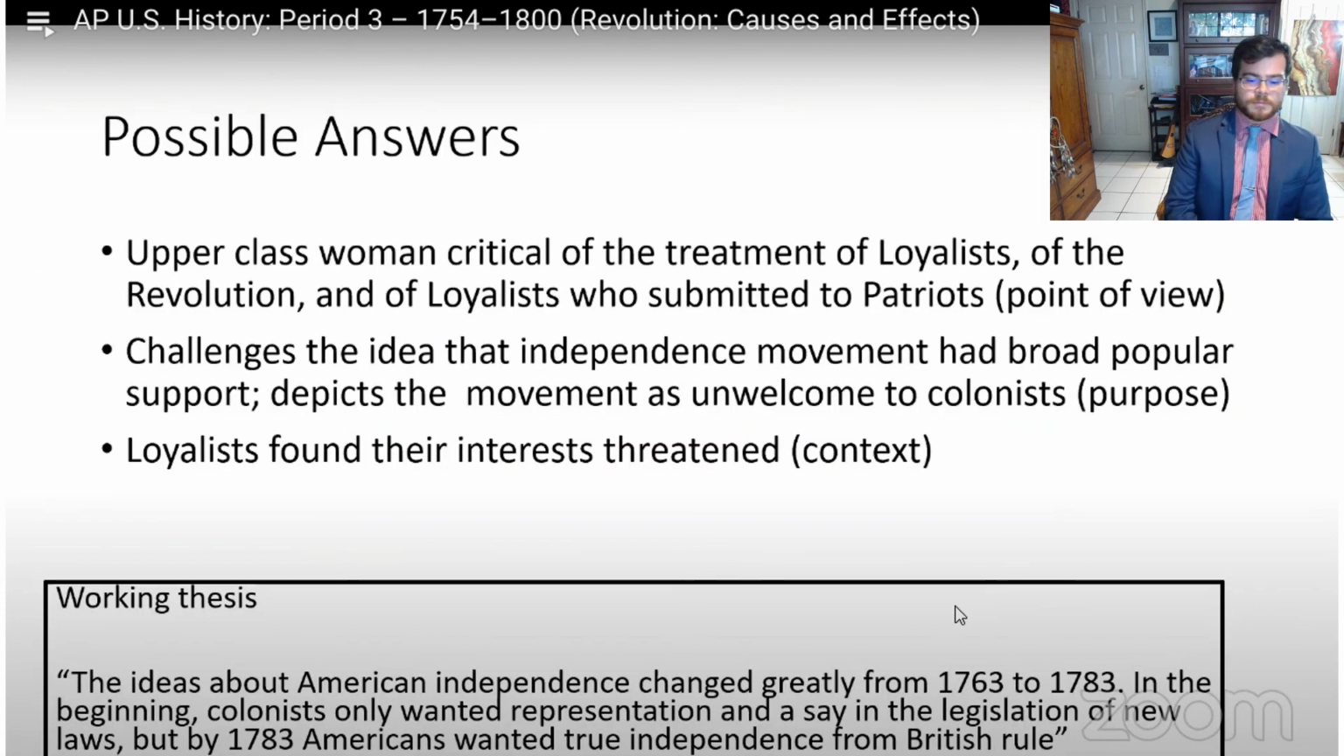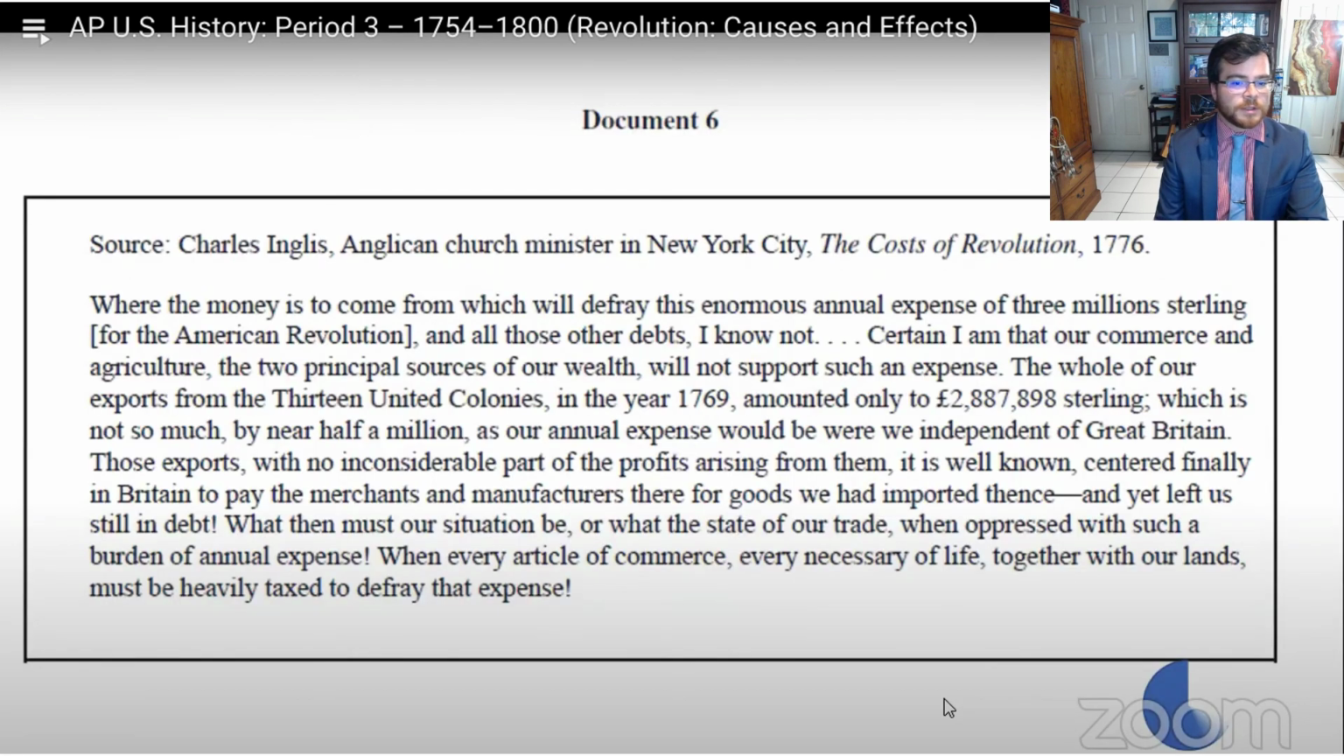Okay, point of view: upper class woman. She did not like that the loyalists, who were still loyal to England during the revolution, were getting treated badly. So she has a different idea, guys. Loyalists are going to be supportive of England. They don't want to go to war with England. So they have a different point of view. They're not going to support the American Revolution, the American independence movement. So that's the purpose. It kind of challenges the independence movement. Document 6.